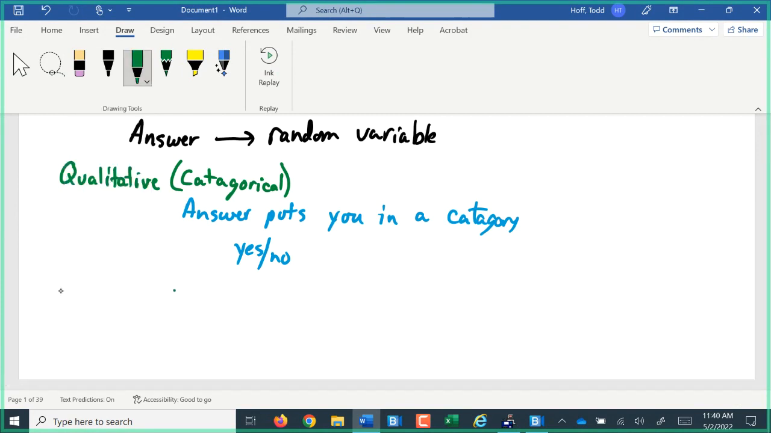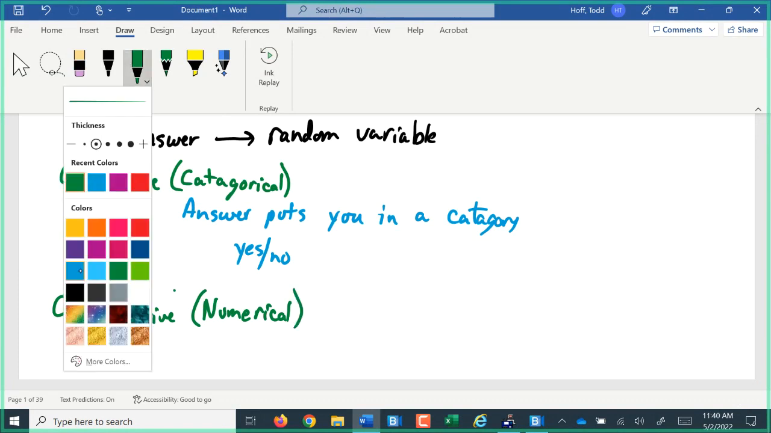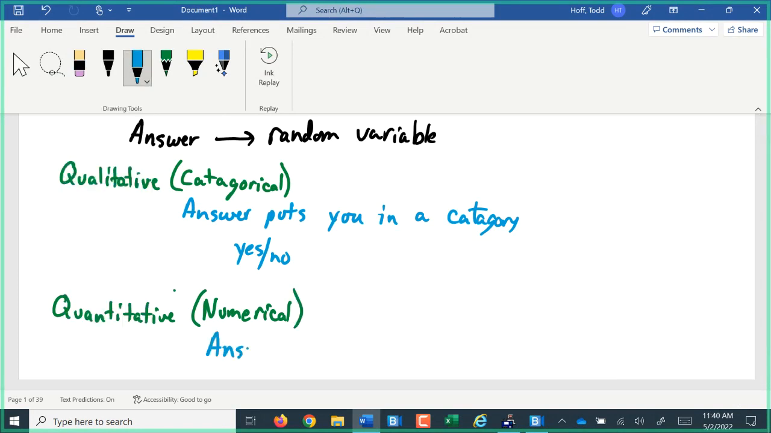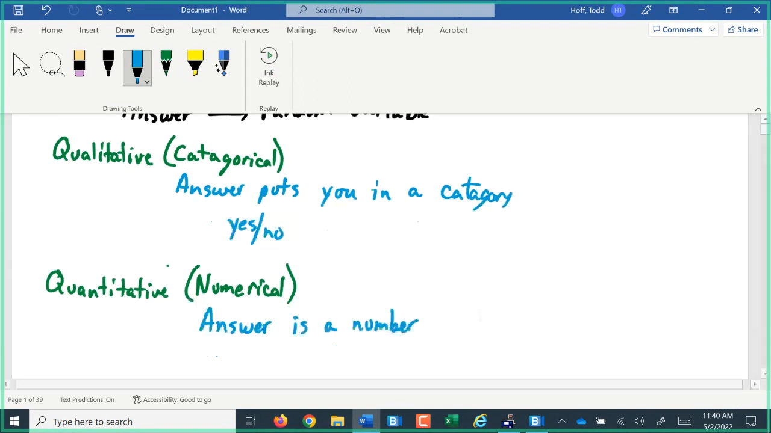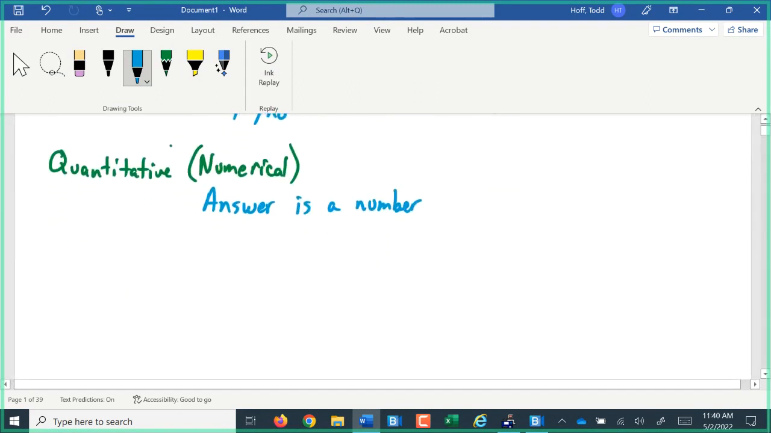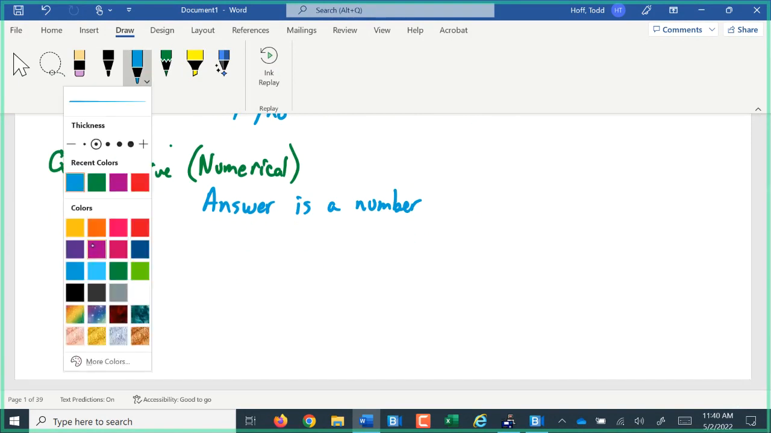And then, of course, we have quantitative. And again, a lot of textbooks are now starting to call this by a little bit more fitting name, numerical. And of course, that just means the answer to the question is a number. Now, numerical or quantitative can be split up into subcategories.